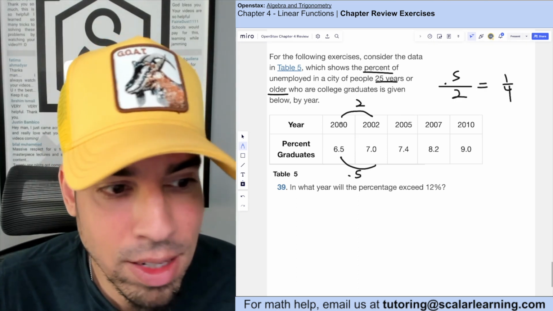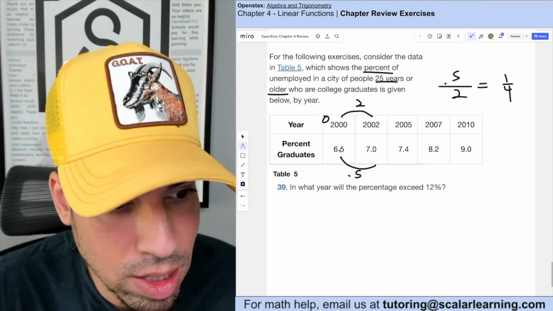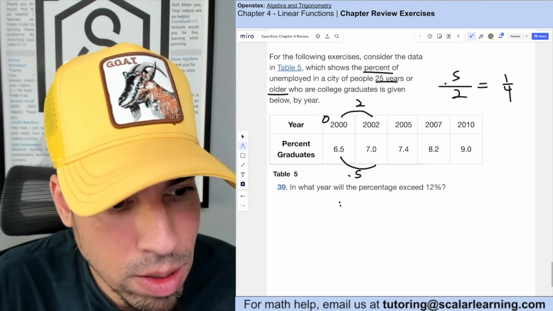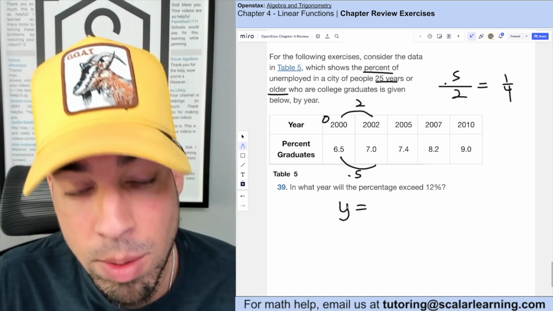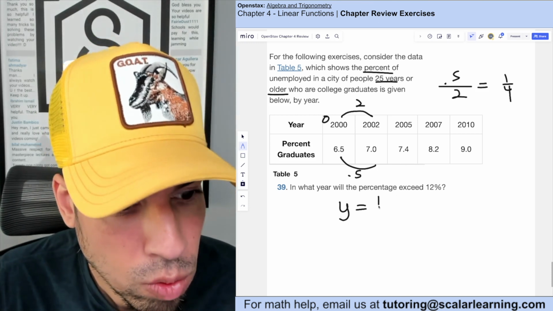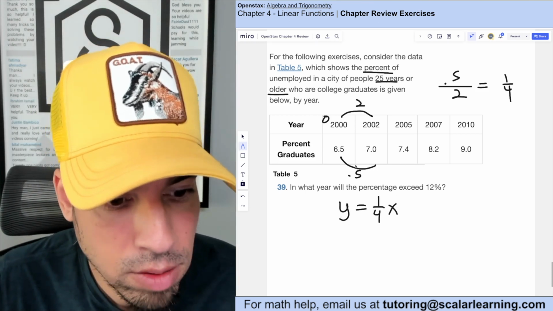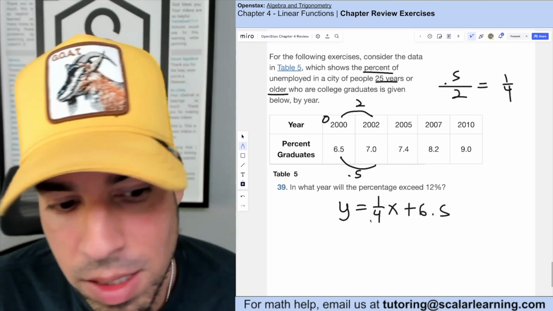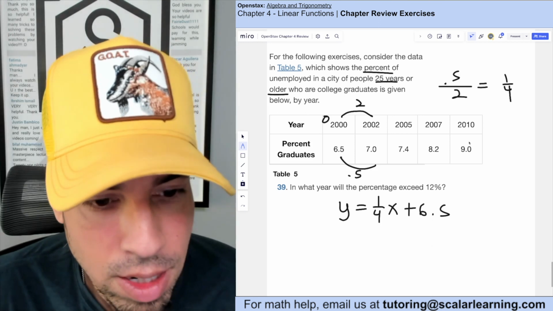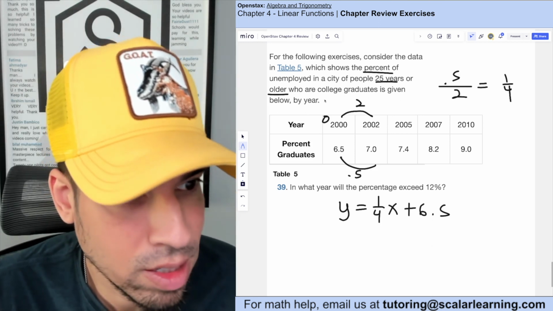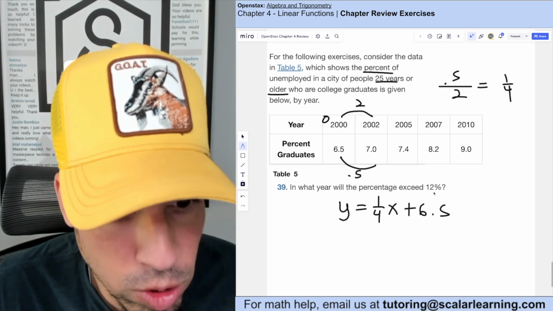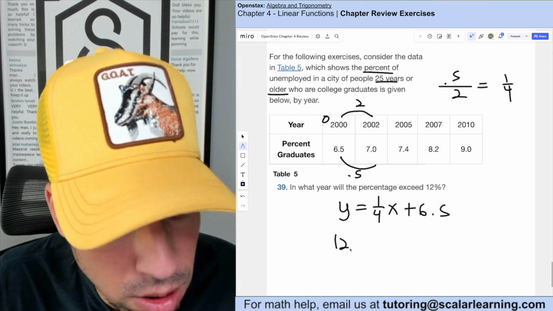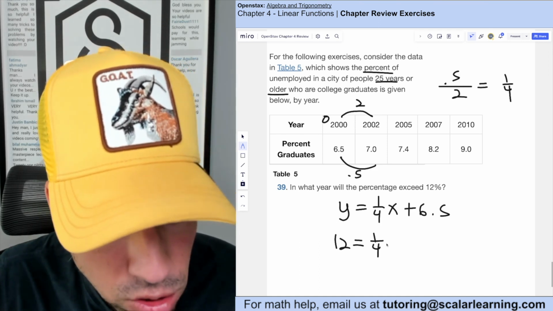We're going to set 2000 as time 0, so this value is our y-intercept. So we can make a nice equation: y, which represents the percent, equals 1/4 x, which is the year, plus 6.5. Assuming this linear model is legitimate, we ask when we will exceed 12%. That's the y value, so we plug and chug, and then solve for x.